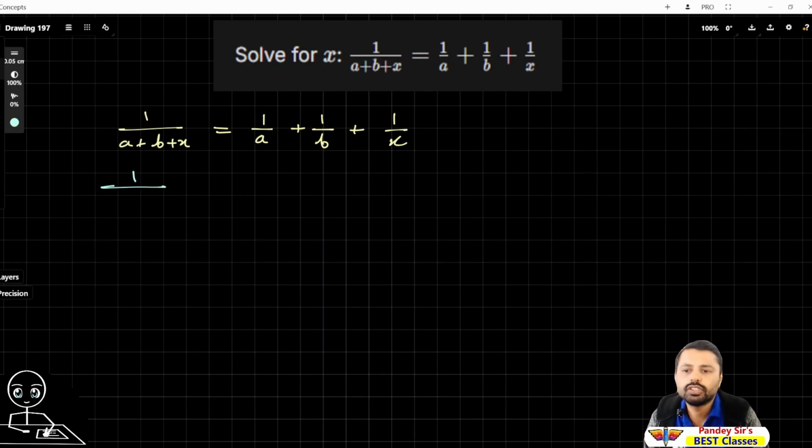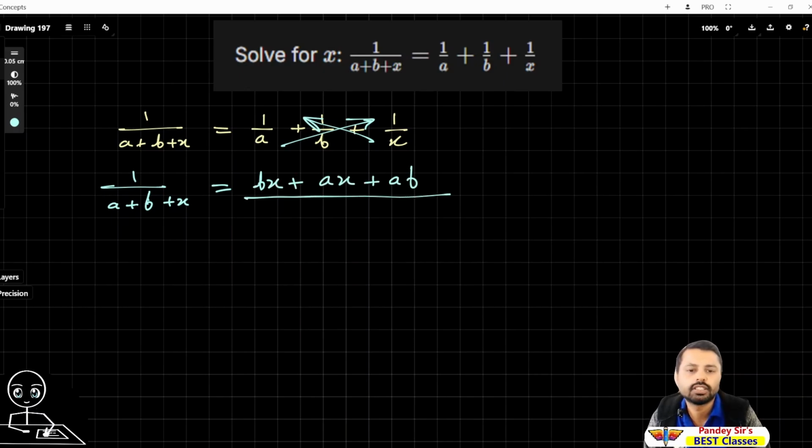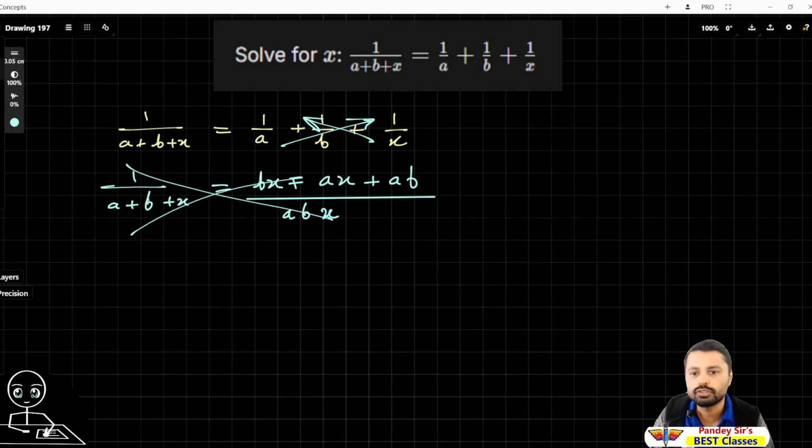Generally we do 1 by a plus b plus x equal to, we take the LCM, cross multiplication, bx plus ax plus ab, and then whole by abx, which is a trap. In this way it will be very difficult to solve it.